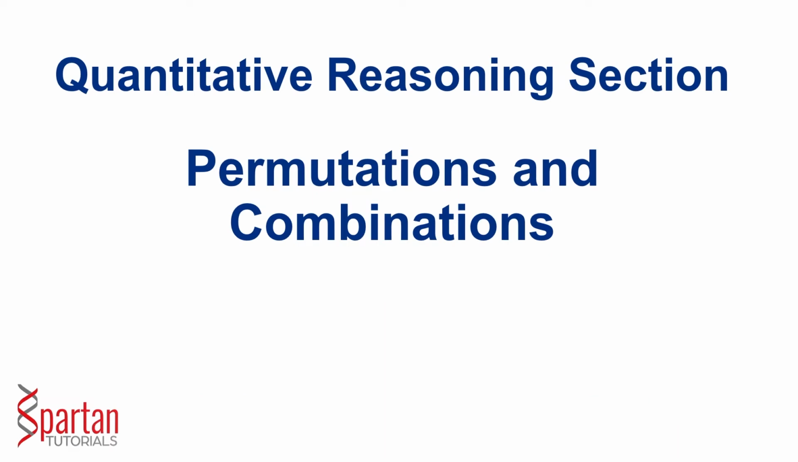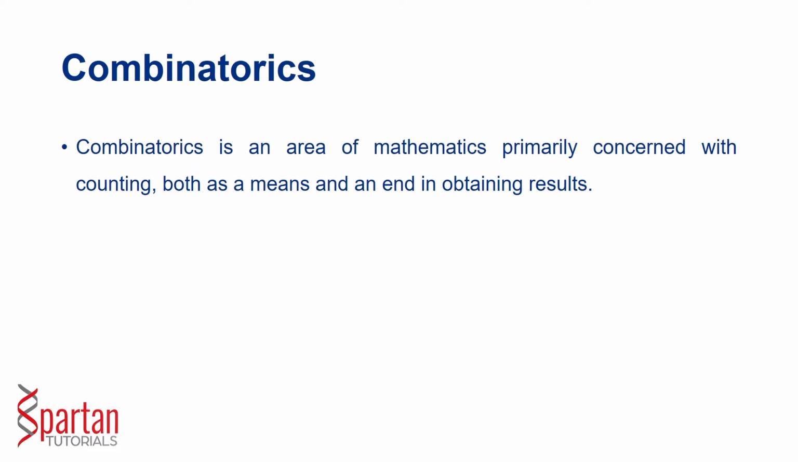In this lecture, I will discuss the important concept of permutations and combinations. Both permutations and combinations fall in the area of combinatorics, which is an area of mathematics primarily concerned with counting, both as a means as well as an end in obtaining results. So when we count the number of combinations we can have, we are basically practicing combinatorics.